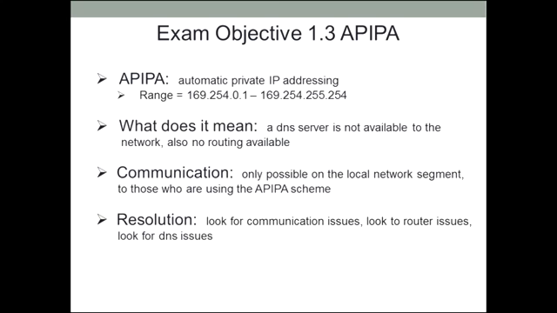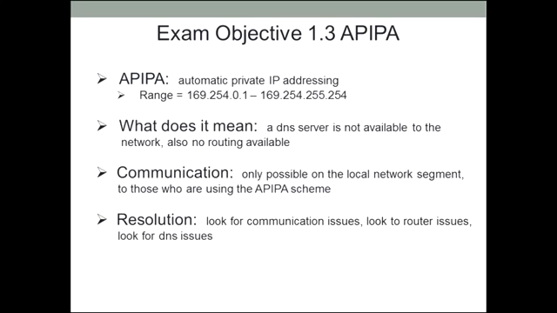So now let's talk about APIPA, and that stands for Automatic Private IP Addressing. It has a specific range of addresses. Again, you need to know these. The range is 169.254.0.1 through 169.254.255.254. And what does it mean if you open up a command prompt and you type in ipconfig /all, and you see this as your IP address?